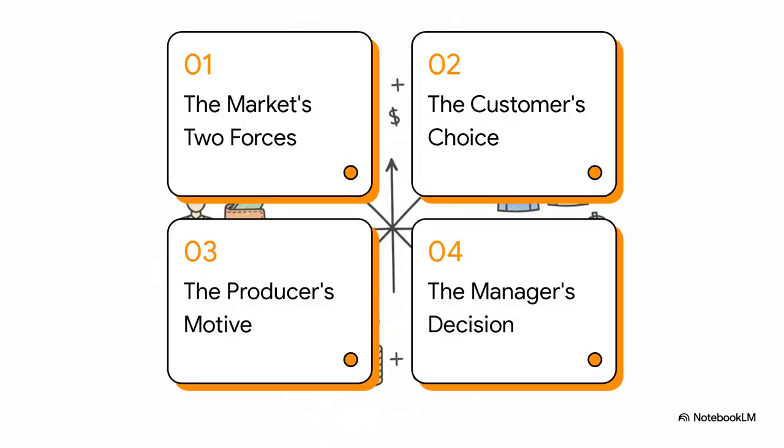So here's our game plan for this little deep dive. First, we're going to pinpoint the two big forces at play. Then we'll get inside the customer's head and figure out how they make choices. After that, we'll flip the coin and look at what motivates you, the producer. And finally, we'll bring it all together into a strategic framework that you can actually use.